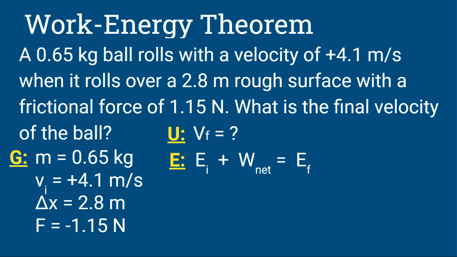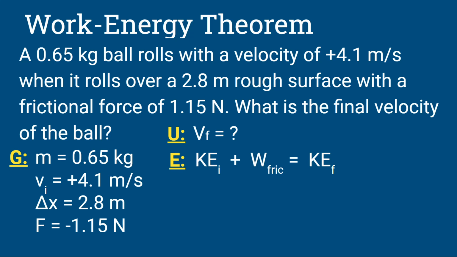My initial energy is kinetic because I'm moving. Positive 4.1 meters per second. I have an initial velocity. I have KE. Okay, work is done by friction. It says it in the question. And my final velocity of the ball, that means it's implying that I'm still moving at the end. So we could write it like this. KE initial plus work done by friction equals KE final. I'm expecting it to slow down.